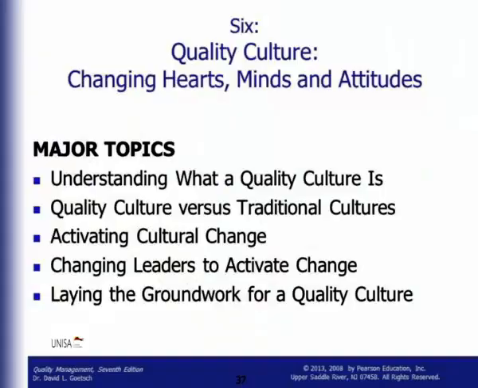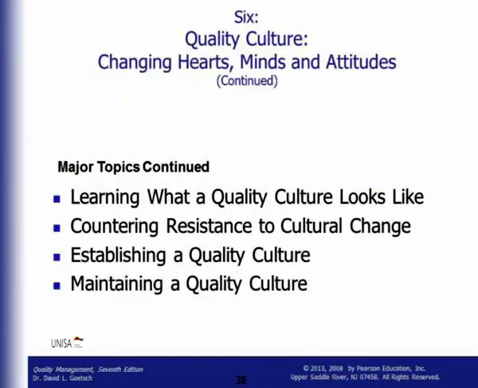I'm now going to be talking about Chapter 6, which revolves around quality culture, changing hearts, minds, and attitudes. Some of the major topics discussed in the chapter are understanding what a quality culture is, quality culture versus traditional cultures, activating cultural change, changing leaders to activate change, laying the groundwork for a quality culture, learning what a quality culture looks like, countering resistance to cultural change, establishing a quality culture, and maintaining a quality culture.